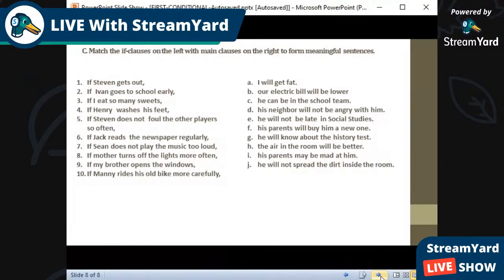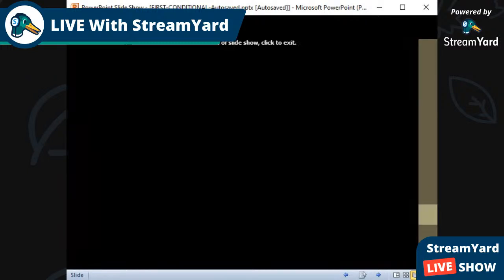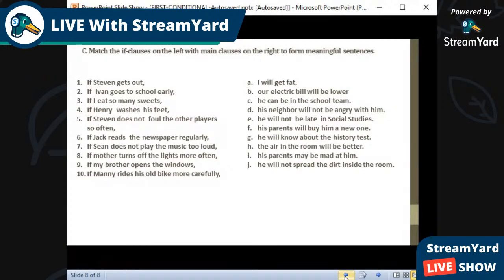Okay, so again, guys, this will be an assignment for my dear students. Number 1, if Steven gets out, what could be the result? Choose from the letters, match the letters here. If Ivan goes to the school early, so you better read the statements here. So the one which has a connection will be the answer. For example, I'm gonna give this one so easy.